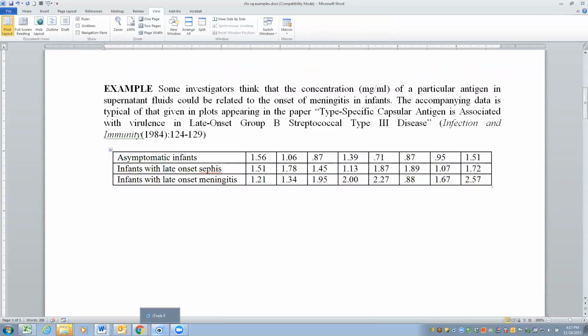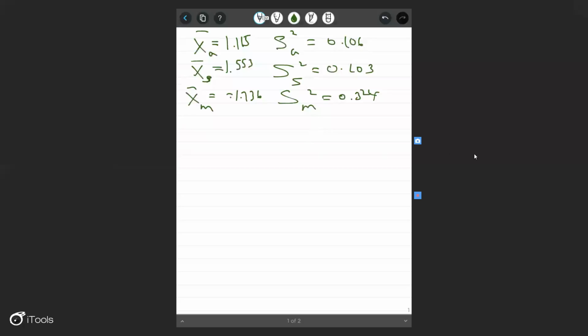And what we want now is to calculate the F statistic, which is the between variance divided by the within variance. See if I can write that so it's actually a little more readable. There we go.